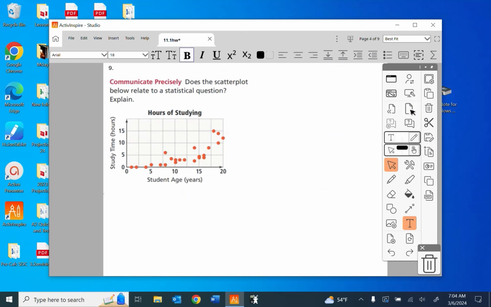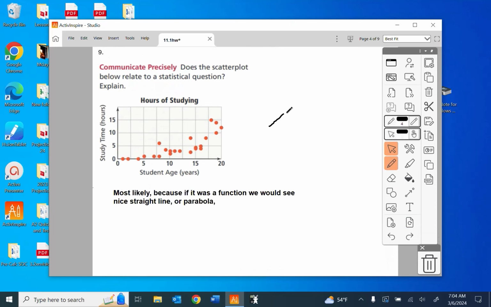And moving forward, number 9, does the scatter plot below relate to a statistical question? Most likely. And the reason I say this is because if it was a function, we would see either a nice straight line or a parabola or maybe something with some curvature. If it was a function, the dots would be in a straight line. Or we would see a parabola. That's a very bad looking parabola.